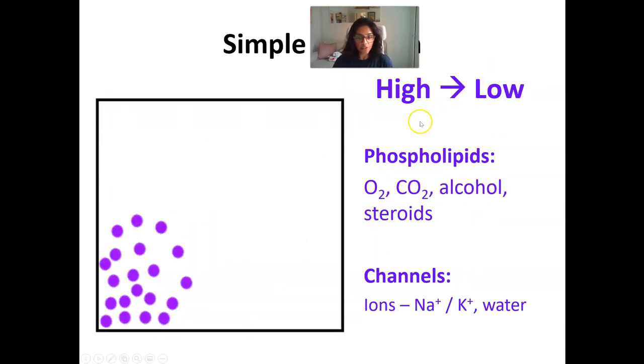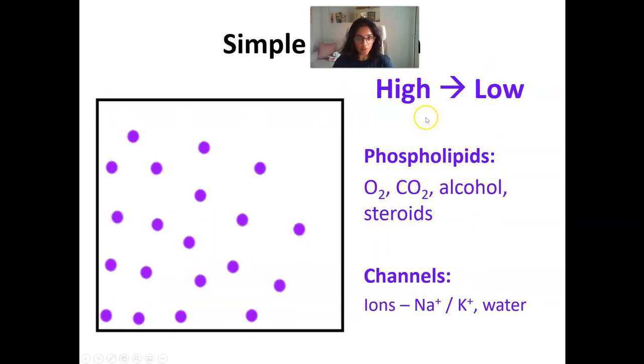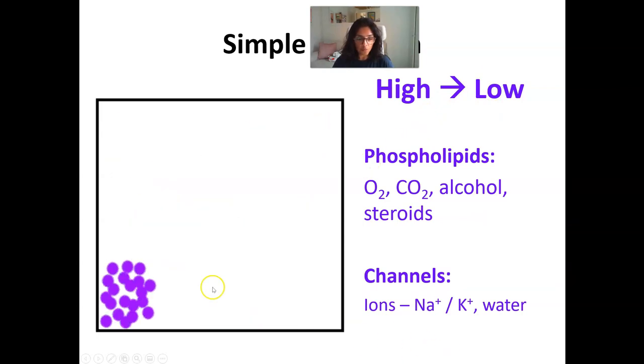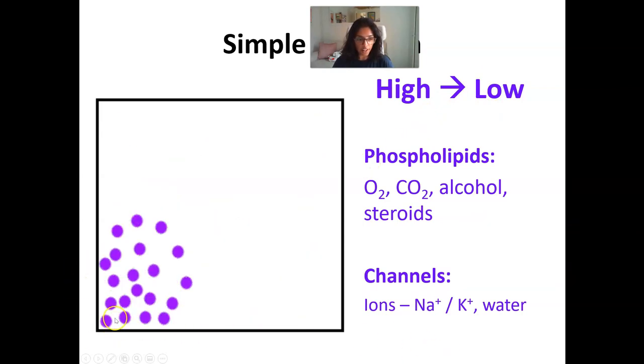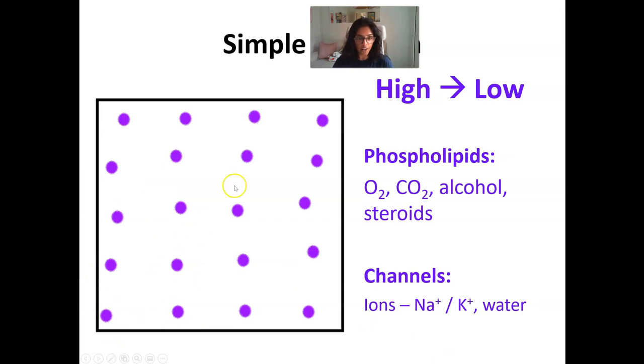Okay, so just a recap of simple diffusion. It's the movement of molecules, as you can see here, from an area of high concentration to an area of lower concentration until they are evenly spread out.